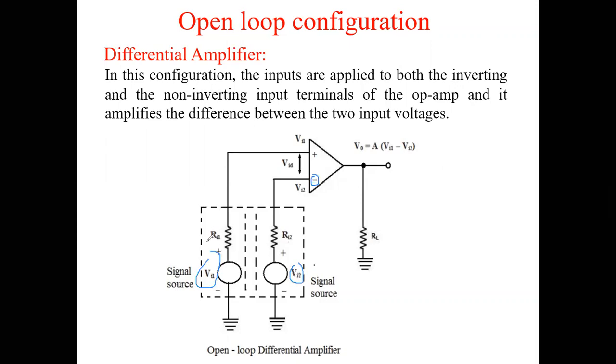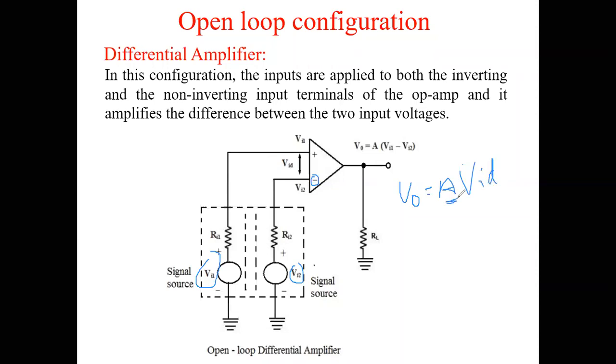Here we have internal resistance Ri1 for the first signal and Ri2 for the second signal. The internal resistances are very small compared to the other resistances. Vi1 is the input to the non-inverting terminal and Vi2 is the input to the inverting terminal, and the difference of the two is Vid. Therefore, the output will be equal to the gain of the amplifier times Vid.